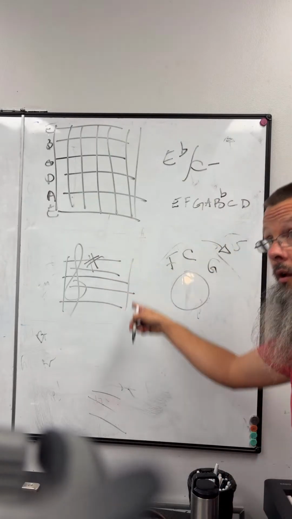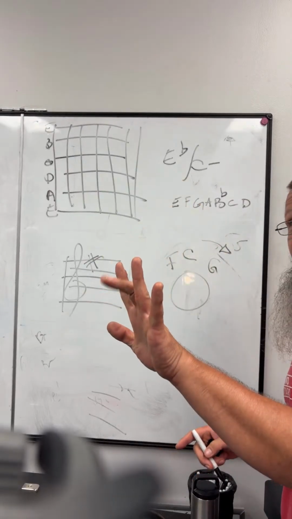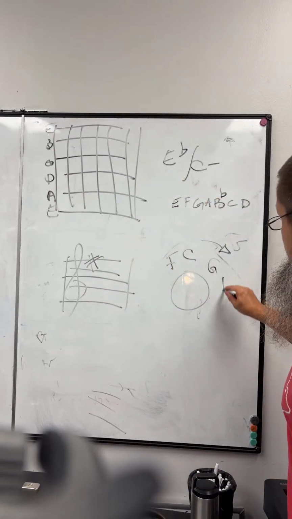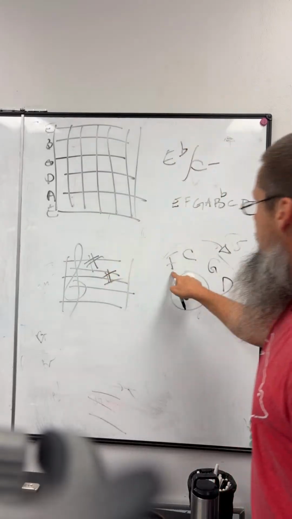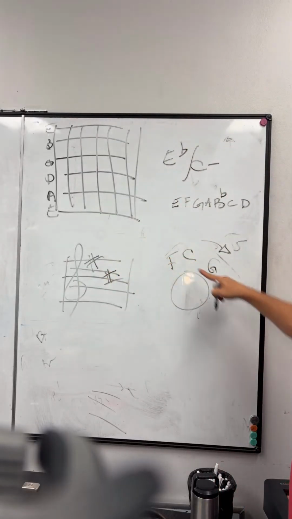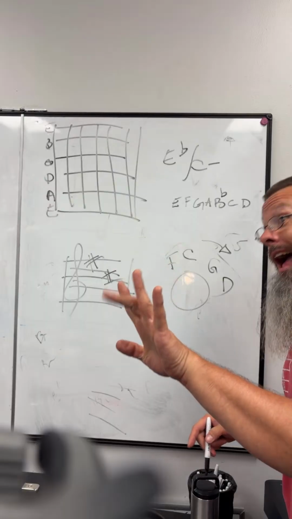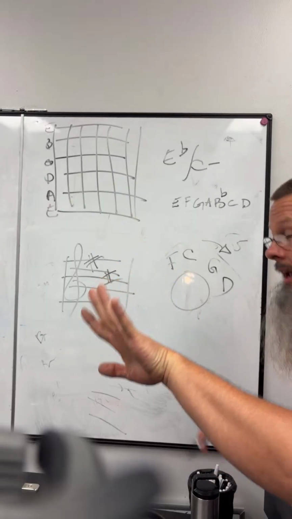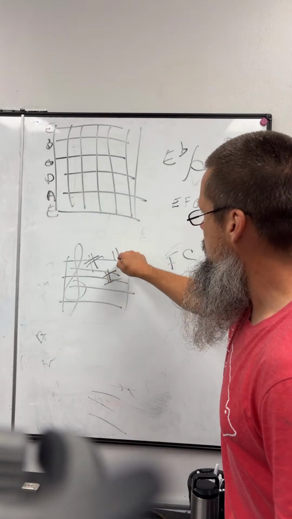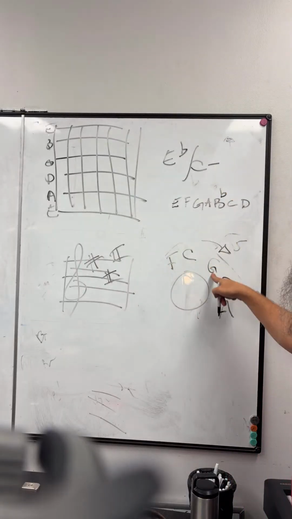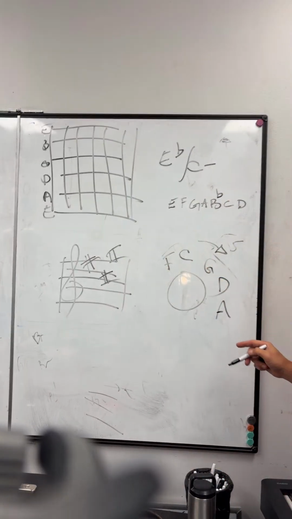If you keep doing this circle of fifths, you go G, A, B, C, D. D has 2 sharps, F sharp and C sharp. When we keep going, D, E, F sharp, G, A has 3 sharps, F sharp, C sharp, G sharp. Do you see how they follow the pattern? No.